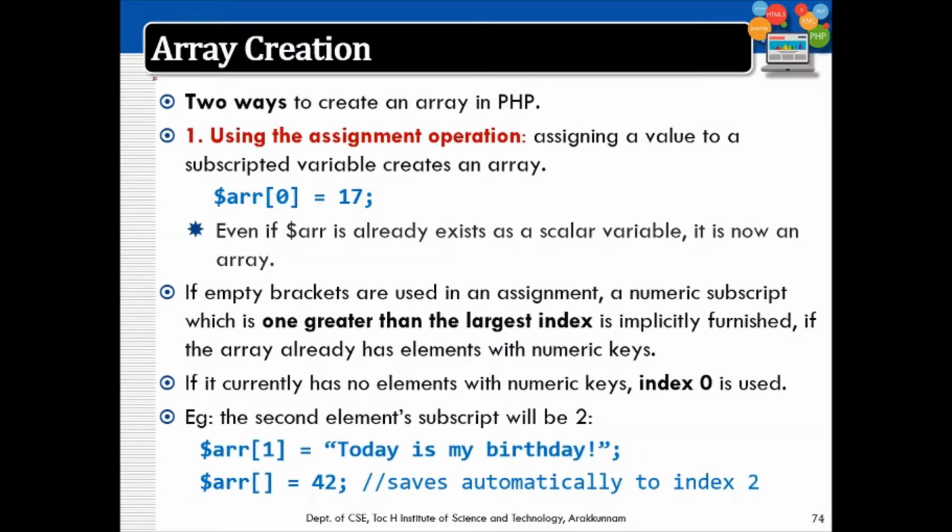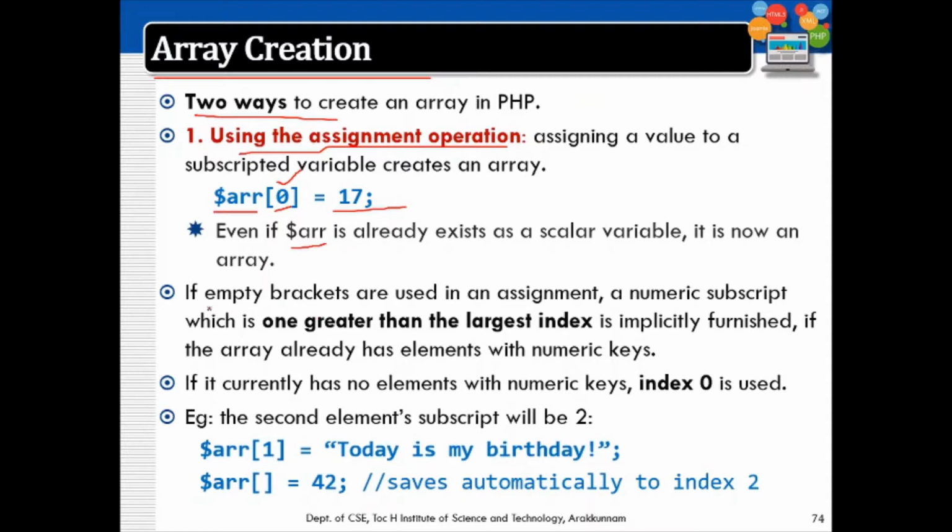Now moving on to how to create arrays. There are two different ways to create an array in PHP. We can use the normal assignment operation by assigning a value to a subscripted variable like this: $ARR. ARR is the name of the array, and by using a square bracket and giving the index value we can assign a value. This means the first element, 0 is the starting index. The first element of this array is 17.